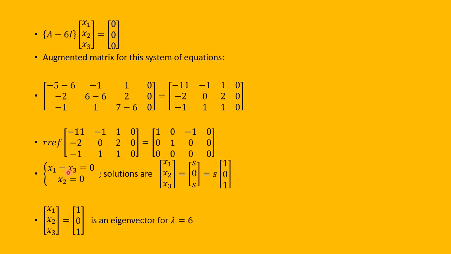That means that x1 and x sub 3, this entry and this entry, are equal. Let's call them s, parameter s, and x sub 2, this one, had to be 0. So this vector can be written as s times 1, 0, 1. And so then we get x1, x2, x sub 3 is 1, 0, 1, since all the solutions to this system were some constant times 1, 0, 1.